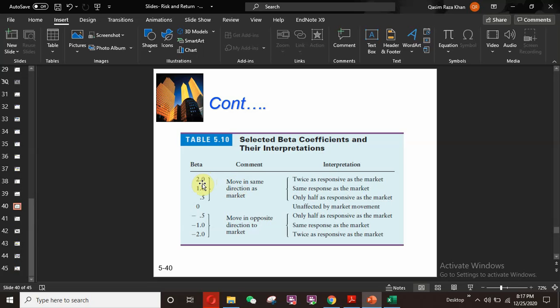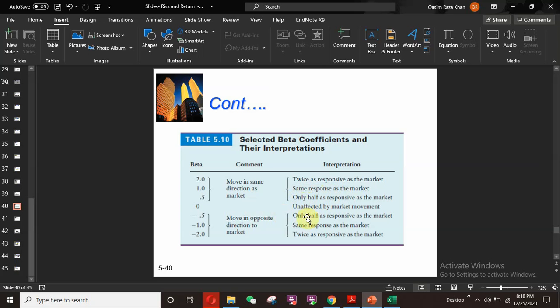And let's suppose there is a beta of 2 for your security. At that time it is twice as responsive as the market. अगर मार्केट के रिटर्न 1% इंक्रीज करेंगे तो आपकी सिक्योरिटी के रिटर्न 2% इंक्रीज करेंगे. The level will be double. So if there is a beta of 1, at that time same response as the market. अगर मार्केट की रिटर्न जिस तरह इंक्रीज करेंगे जितनी अमाउंट के साथ आपकी सिक्योरिटी के रिटर्न भी उतनी अमाउंट के साथ चेंज होंगे, इंक्रीज करेंगे.